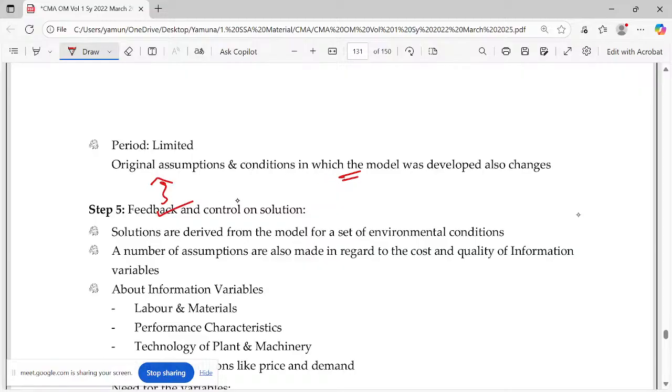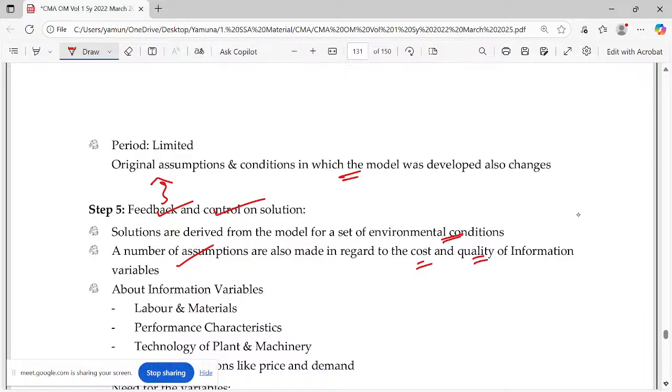Then we go for feedback and taking over the control, depending on the environmental condition. That's why we call it a changing environment. It's not steady, it's like a dynamic environment. Okay. And depending on the number of assumptions, what is the cost and quality of information of variables we have as stream.